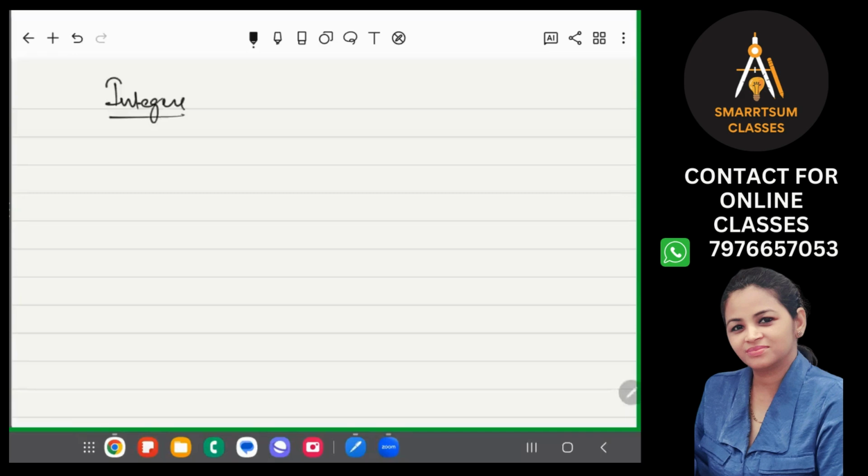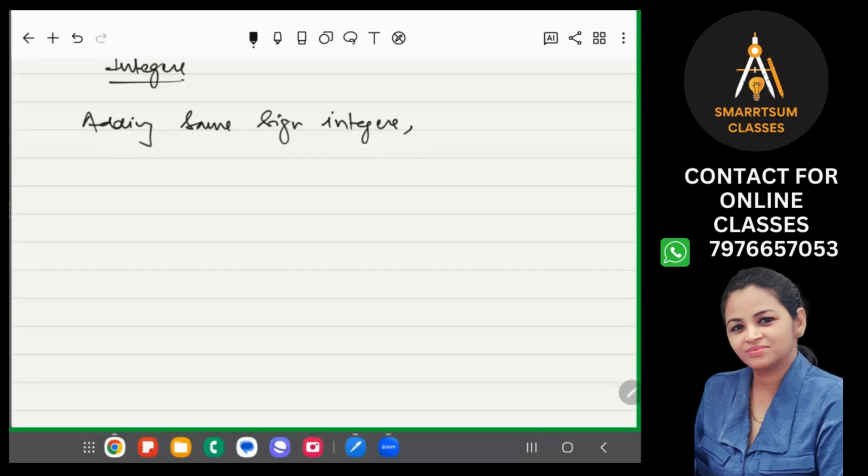For integers, when we add two same sign integers, how do we add them? If you are adding minus 30 and minus 45, how do we add? We add their numerical values, keeping the sign the same. So this will become 75, and the sign will remain the same.